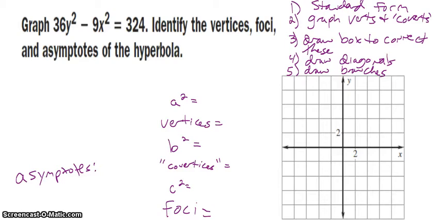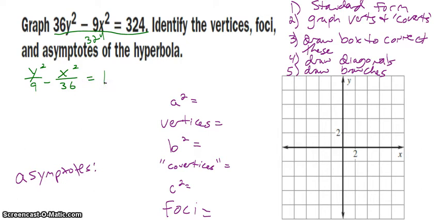First thing, just like with ellipses, you want to make sure that you're in standard form. So here I see I'm currently equal to 324 instead of 1. So if I divide everything by 324, and 9 times out of 10, pretty much that number is going to go in the denominator of the first one. The first number is going to go into the second number, and that's what we're going to get. So I have y squared over 9 minus x squared over 36 equals 1.